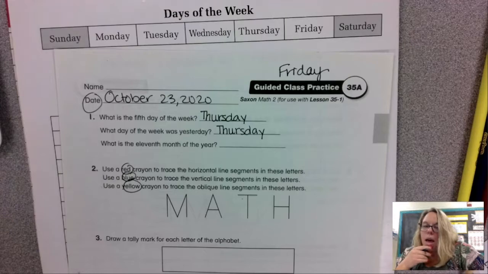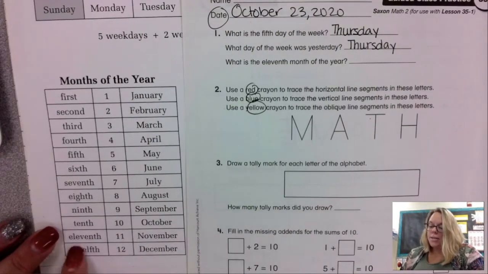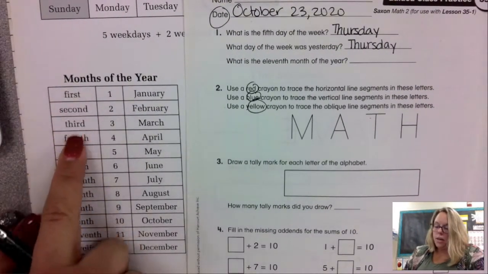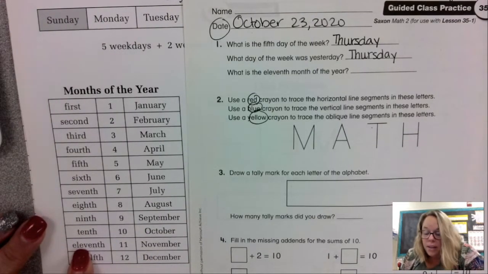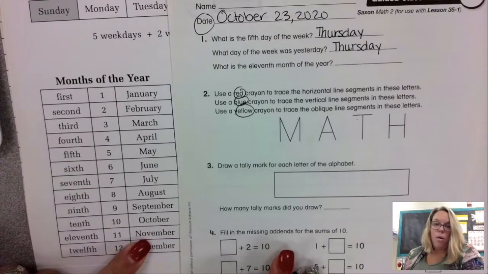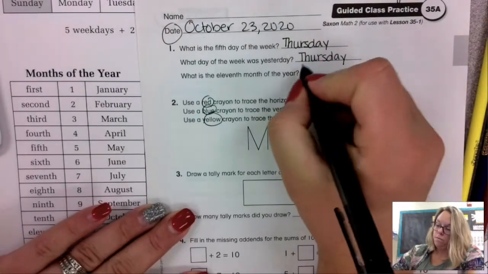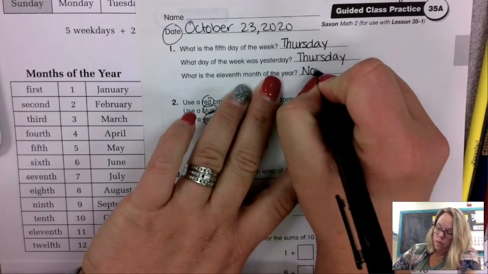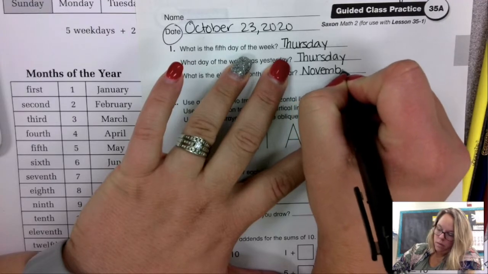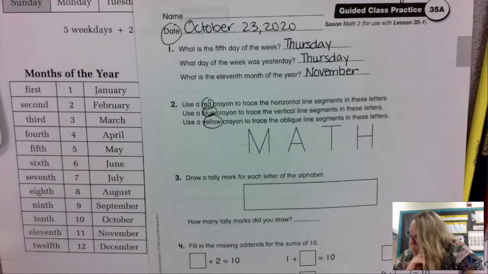Okay. And then the last question says, what is the 11th month of the year? And so I'm going to come over here. And I can see 11th month of the year. 1st, 2nd, 3rd, 4th, 5th, 6th, 7th, 8th, 9th, 10th, 11th. The 11th month of the year is November. So I need to write November.